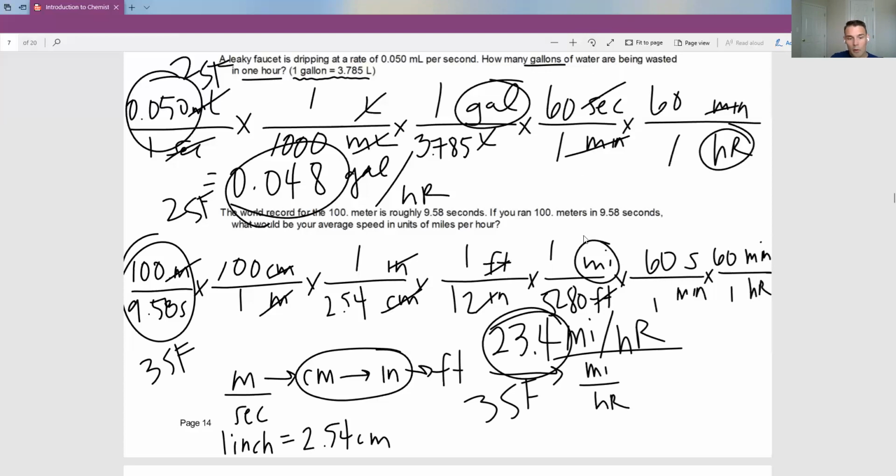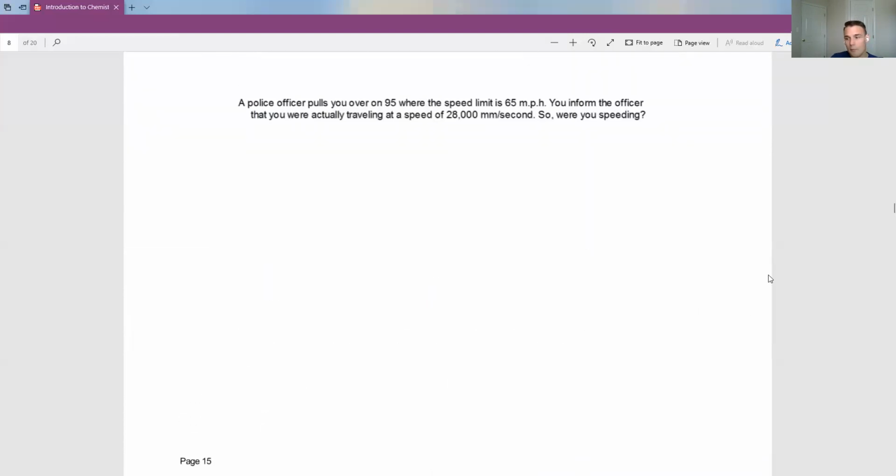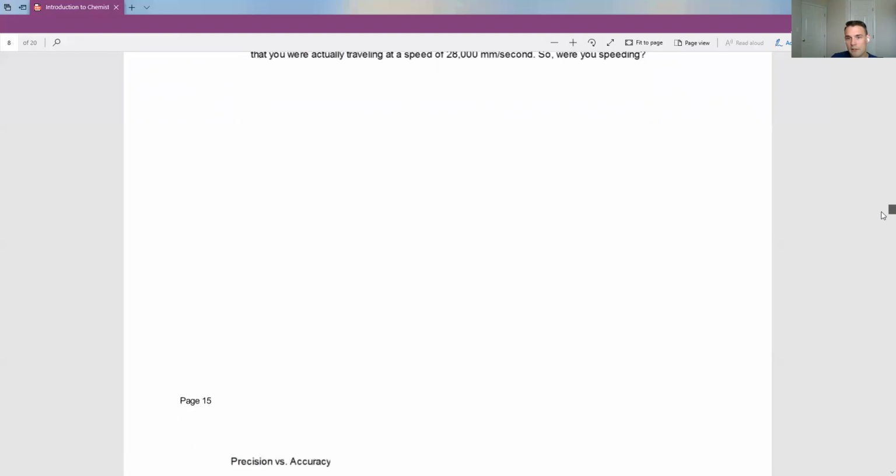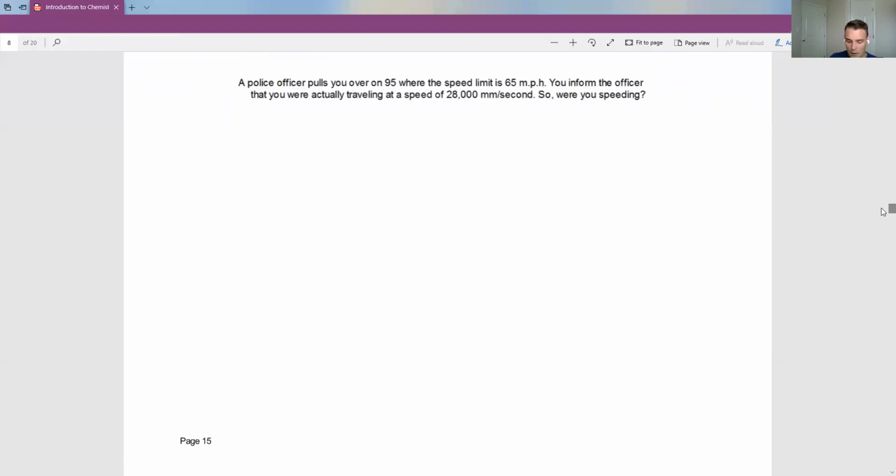Okay, we've got one more practice problem here. Very similar to the last one. And then that's it for this note video. So a police officer pulls you over on 95, where the speed limit is 65 miles per hour. You inform the officer that you are actually traveling at a speed of 28,000 millimeters per second. Were you speeding? You may or may not be speeding, but you're a real jerk for sure.